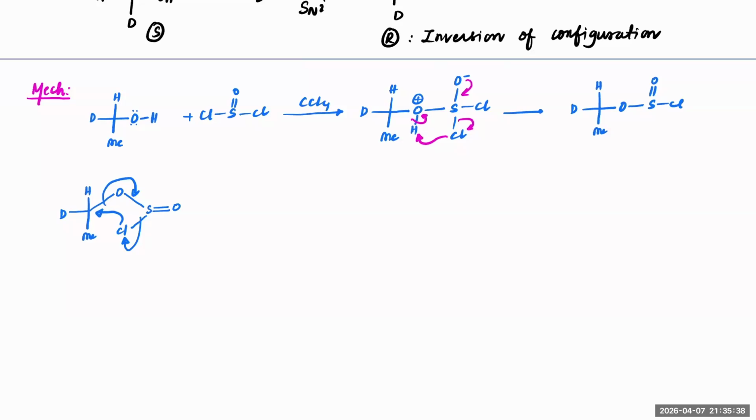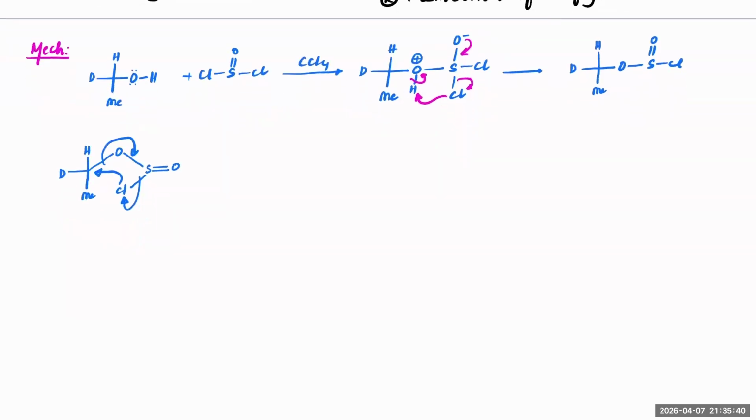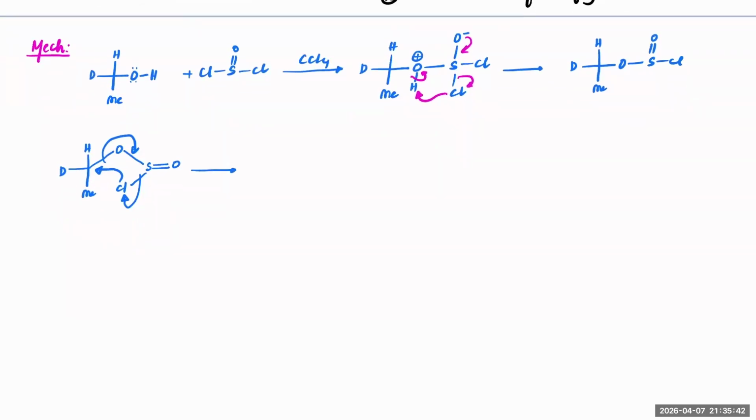Cl minus will attack from the same direction. So as the attack happens from the same direction here, you will see the configuration gets retained. Cl will be here, H will be here, D will be here, methyl will be here, and it will form SO2.